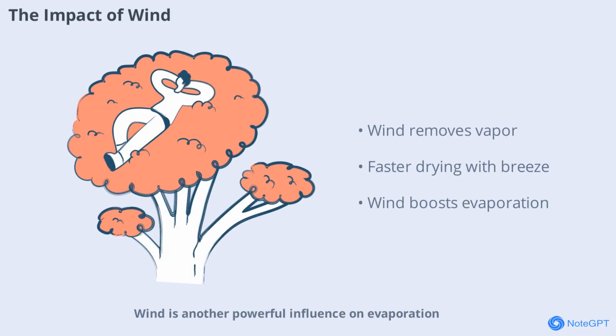Wind is another powerful influence on evaporation. When air moves across the surface of water, it sweeps away the vapor that's just formed. This makes room for more water molecules to escape, speeding up the process. That's why laundry dries faster on a breezy day and why lakes lose more water when it's windy. Wind can make a big difference even if the temperature stays the same.